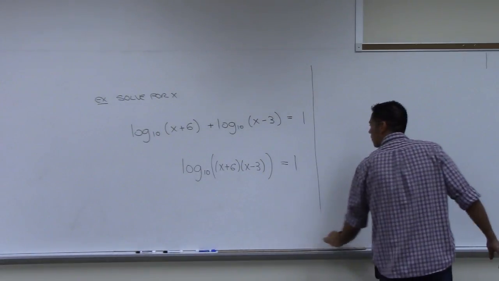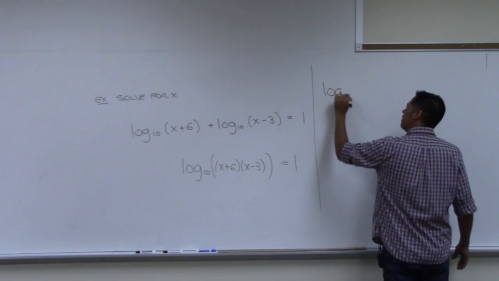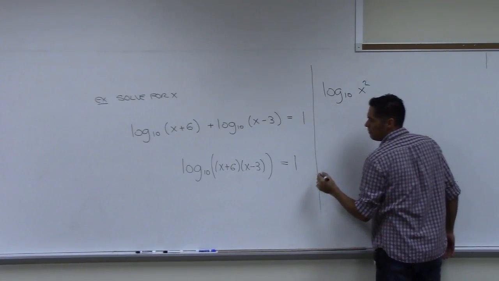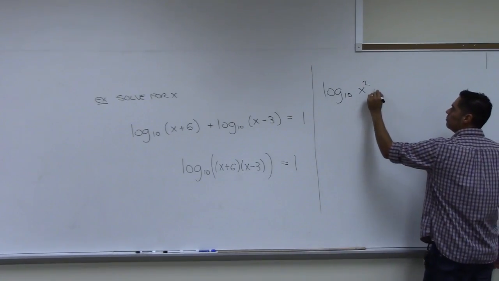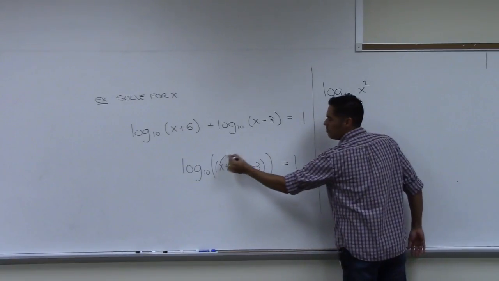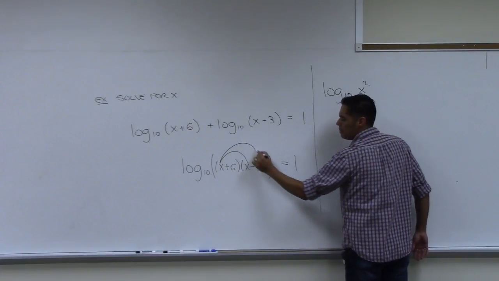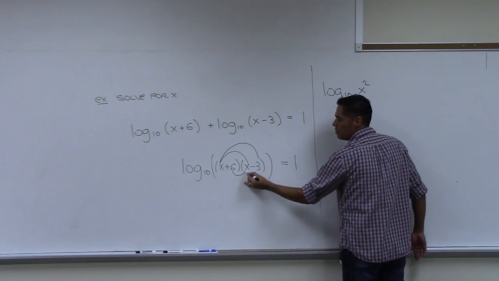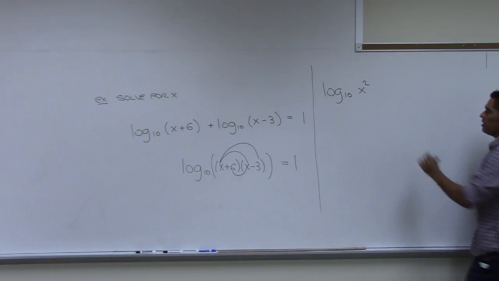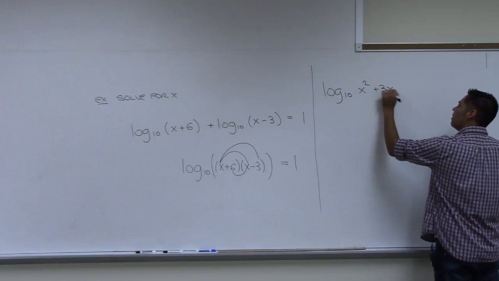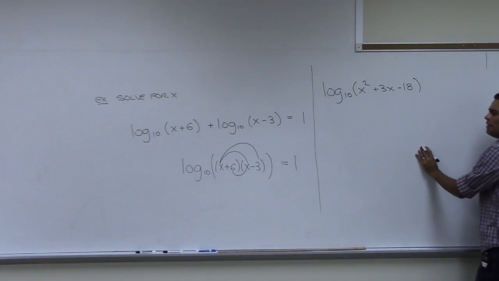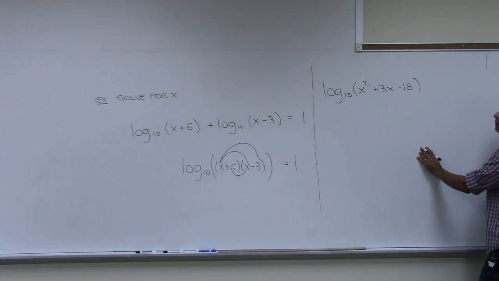Log base 10 of x squared, what is it? x squared minus 3x. So here to here would be x squared. Here to here would be minus 3x. Here to here would be plus 6x, which would be plus 3x, minus 18. And that equals what? 1.